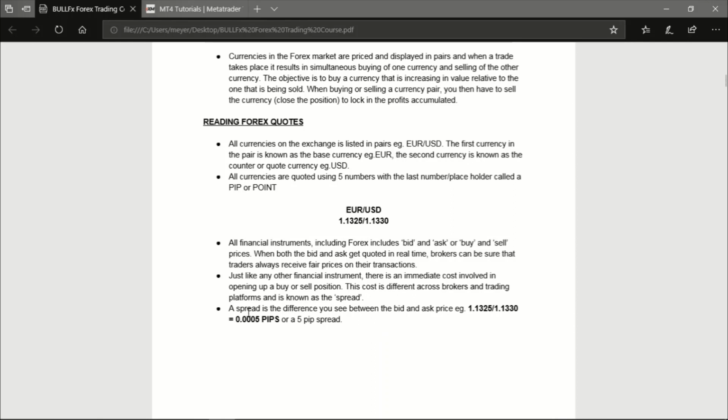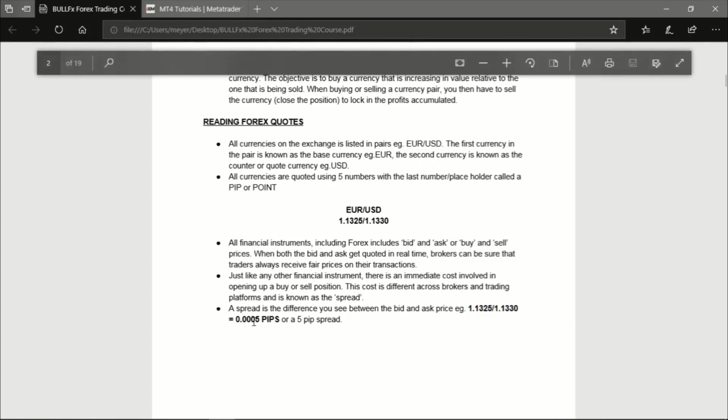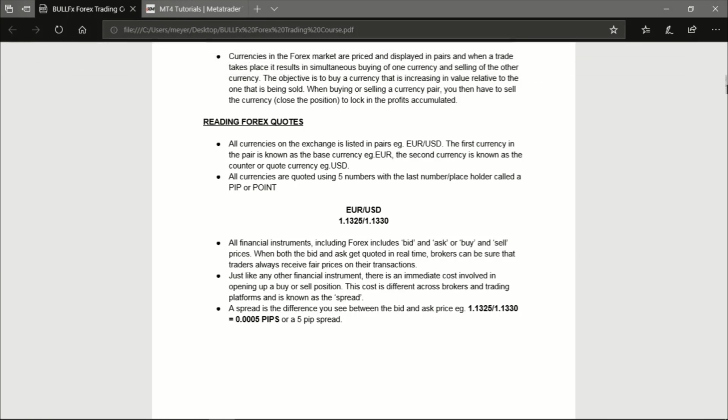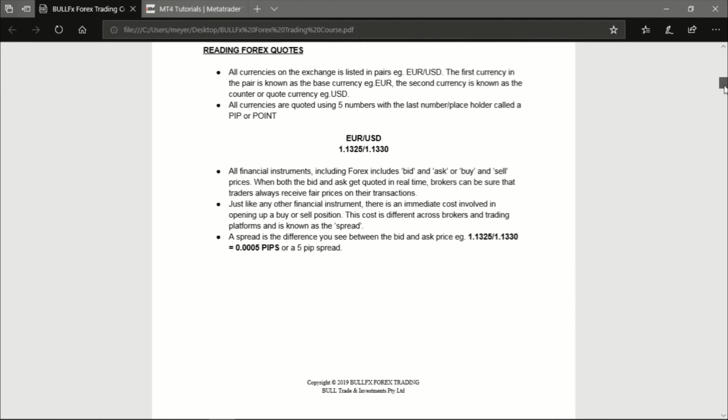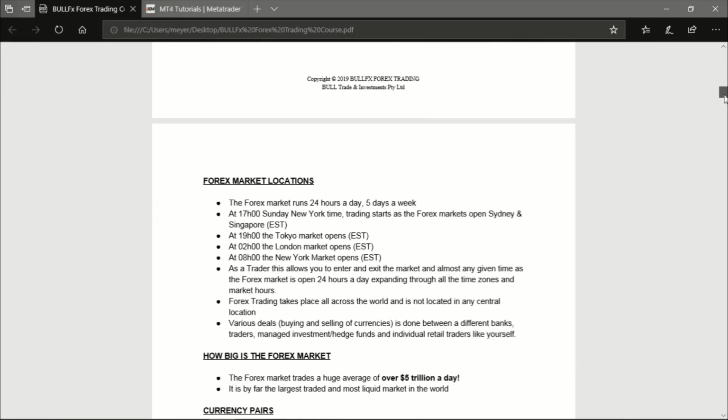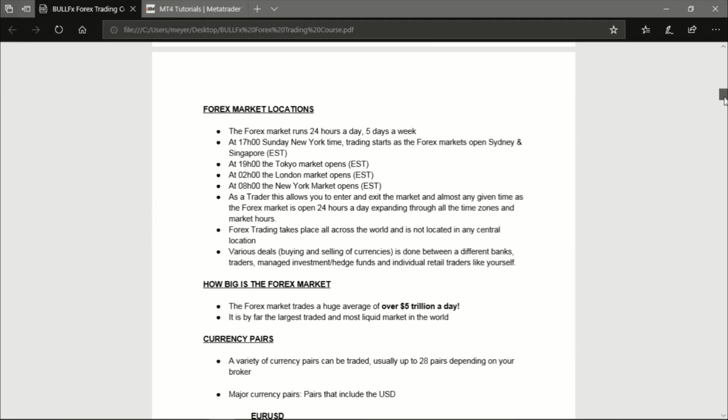So as I explained at the bottom over here, spread is the difference you see between the bid and ask price. The exact example that I gave you over there equals 5 pips, or a 5 pip spread. So that is the broker cost for taking part in the market or for trading that specific currency pair.